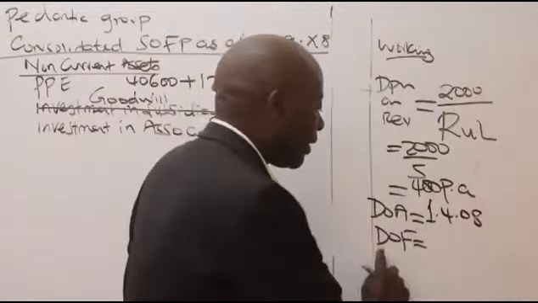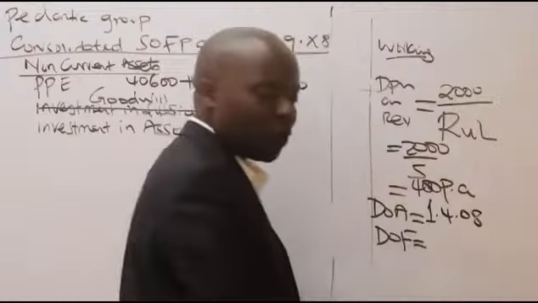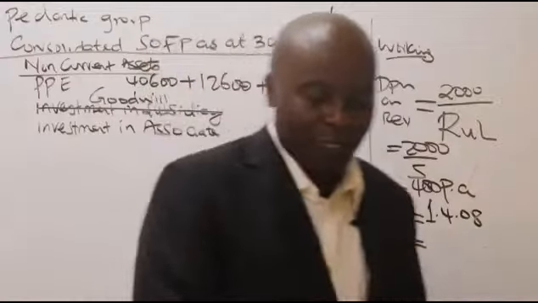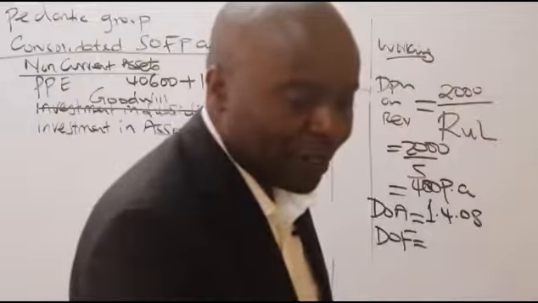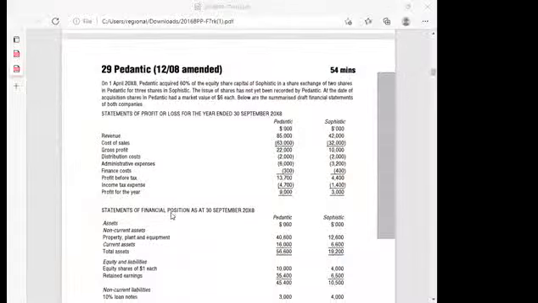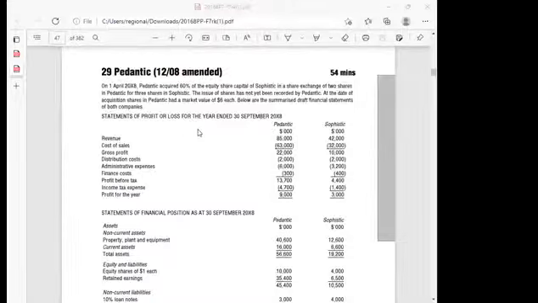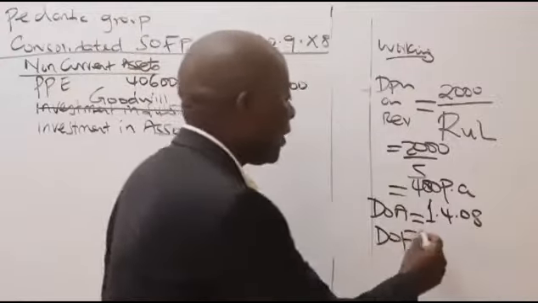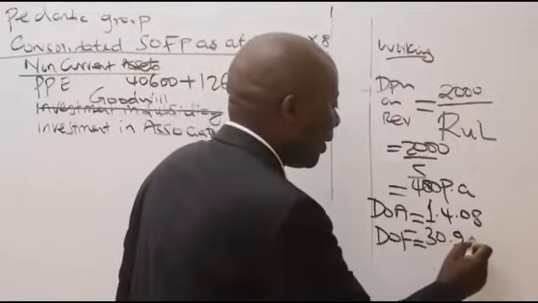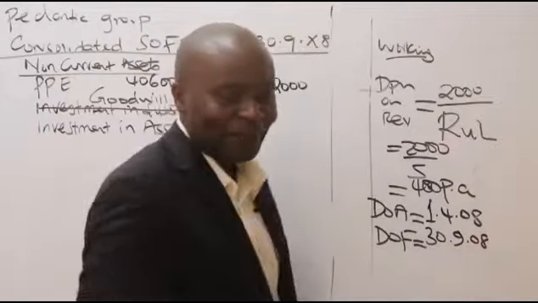And then we have the date of financial statements. The date of the financial statements that have been given to you as an auditor is here. You can see these are my financial statements, 30th September 08, 30th September 08, 30th September 08. So we have here 30th September 08.